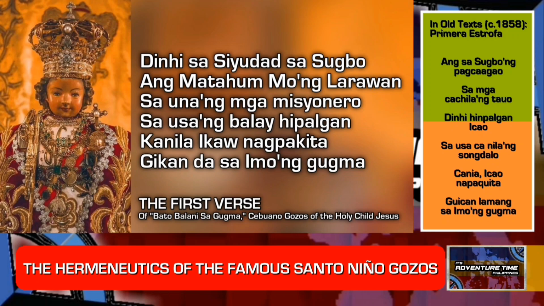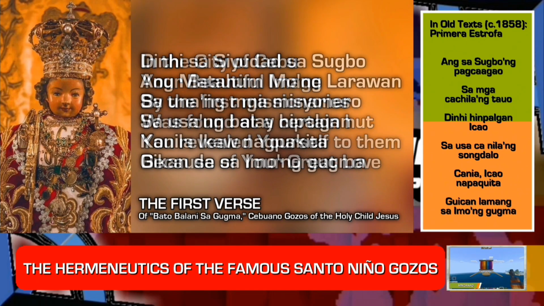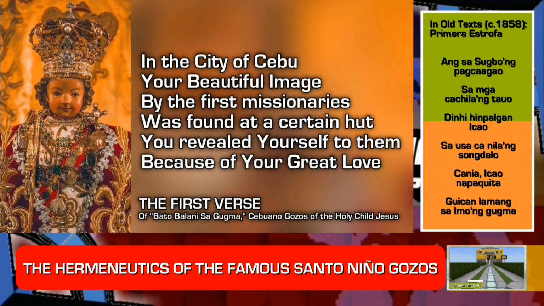The first verse tells about Cebu City, where it became the center of Christianity in the Philippines through Spanish missionaries. The Cebuano phrase, "Sa usang balay hipalgan," depicts the story of Kaplag, where the Holy Child Jesus was found by a soldier named Juan Camus amid the burned nipa houses on April 28, year 1565.